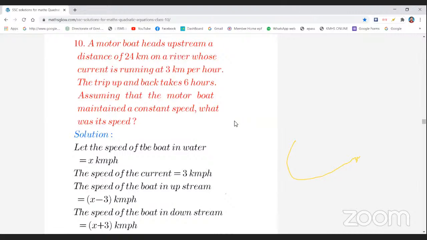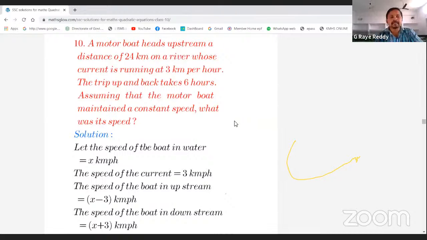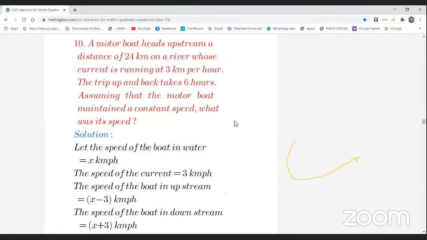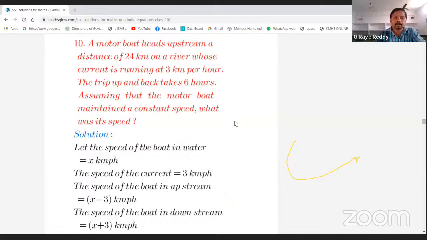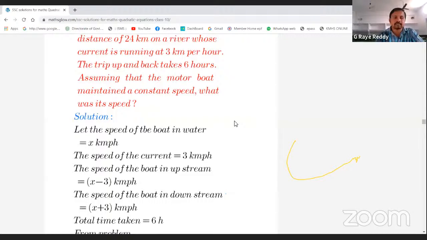Next, the stream has 3 kilometers per hour speed. The trip up and back takes 6 hours. So the motorboat takes 6 hours to go and come back. So that time, 6 hours, is given. First of all, we need to convert the total problem into time.